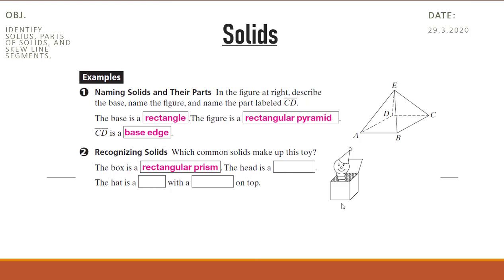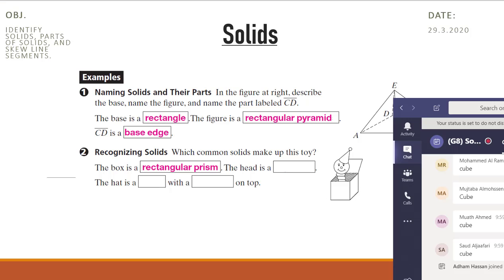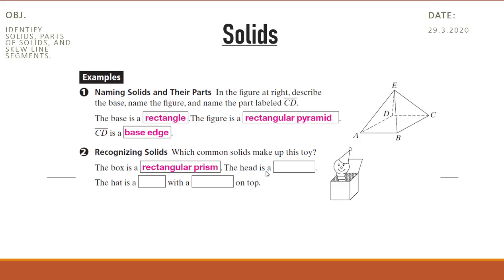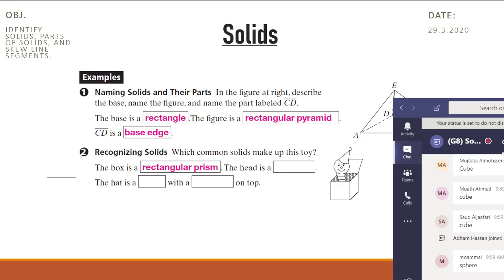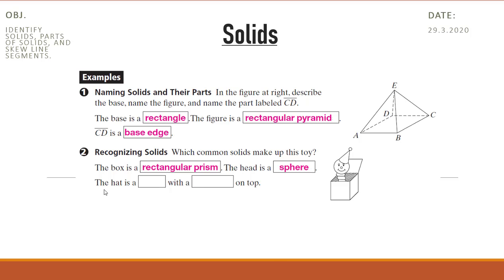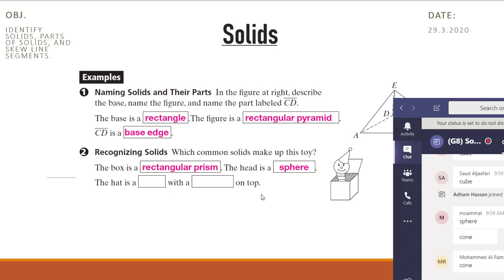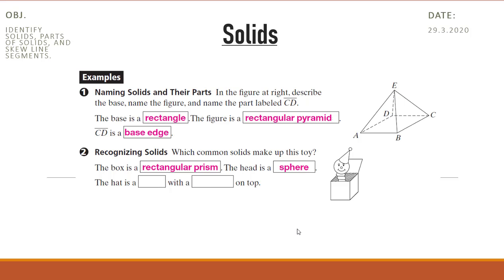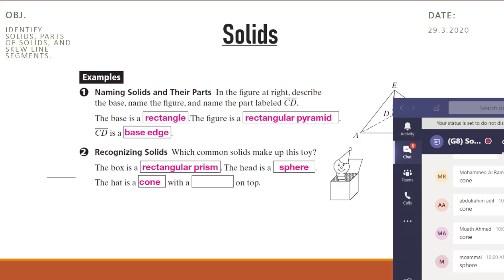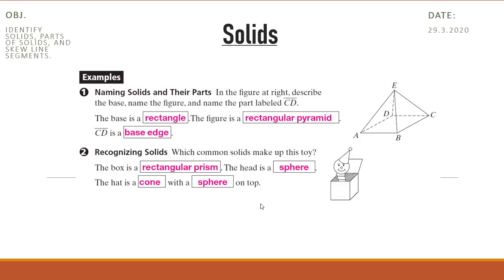So we have here the box. You see that it's a cube, and if you notice that the base is not a square, it's a rectangle, so this is a rectangular prism. The head, this head, sphere, excellent. The hat, this one, cone, excellent Muhammad and Mu'ammal. And with what on top? This little one, sphere, excellent. Okay, let's move to the next question.